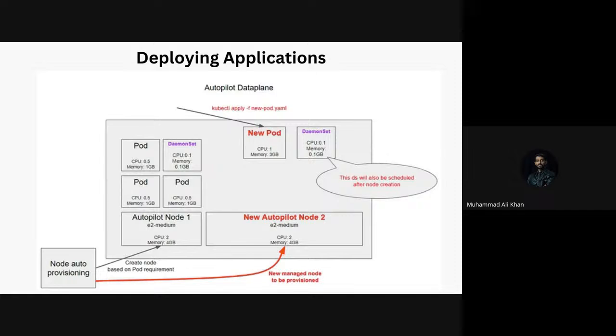Both of these clusters mainly differ in this concept of deploying daemon sets. Daemon sets are not supported on EKS Fargate clusters, and daemon sets are supported on GKE Autopilot clusters.